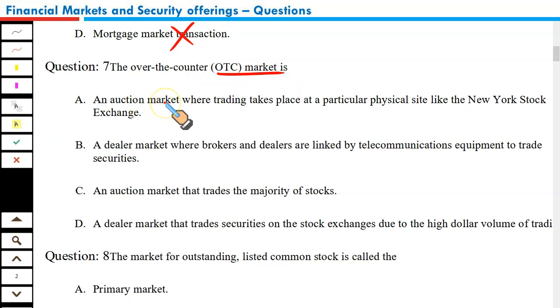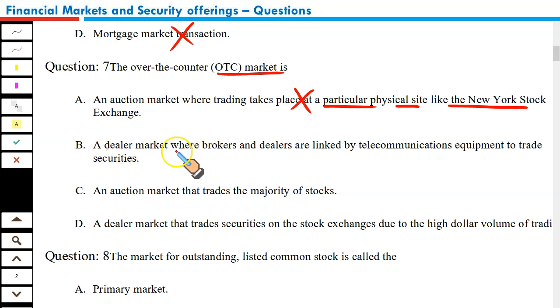It's an auction market where trading takes place at particular physical sites like the New York Stock Exchange. Wrong. This is not an OTC. Rather, OTC is a market that is linked by telecommunication equipment. It's a digital market for dealers. So this is not true.